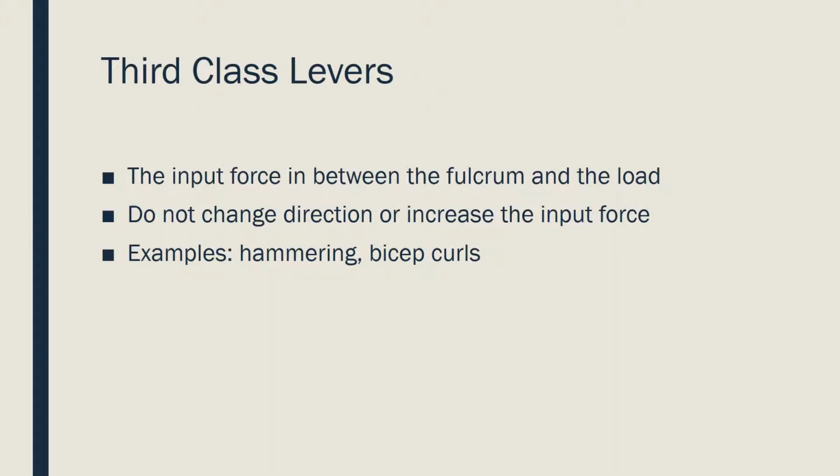Itself, it's the weight that you are lifting. The input force is the lifting of your forearm that's in the middle there. So the difference between our 3 classes of levers is what's in the middle. First class lever, it's the fulcrum, like a seesaw. The second class lever, it is the load, like a wheelbarrow. And the third class lever, it is the input force, like bicep curls.